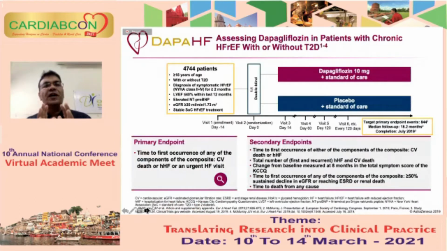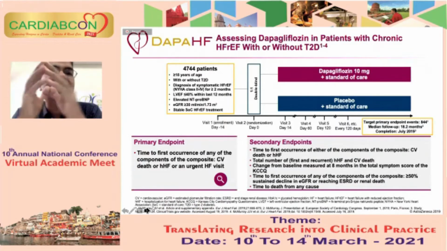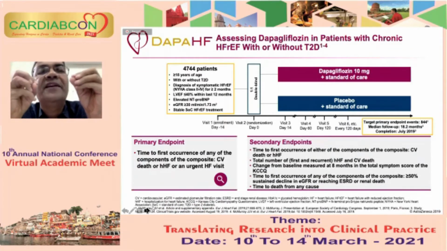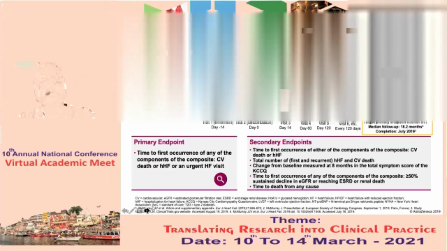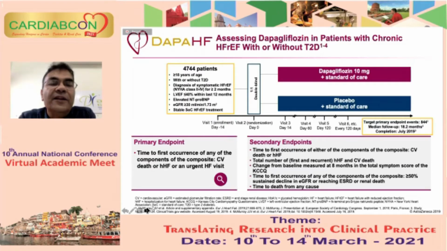Let me first talk about DAPA-HF. I think this is one of the most important clinical trials that happened after the EMPA-REG OUTCOME trial. We all know that since 2015, when the EMPA-REG OUTCOME trial came, there was a complete paradigm shift as far as management of diabetes is concerned. And we started using SGLT2 inhibitors as a first choice of therapy. Then many more cardiovascular outcome trials of canagliflozin and dapagliflozin came.